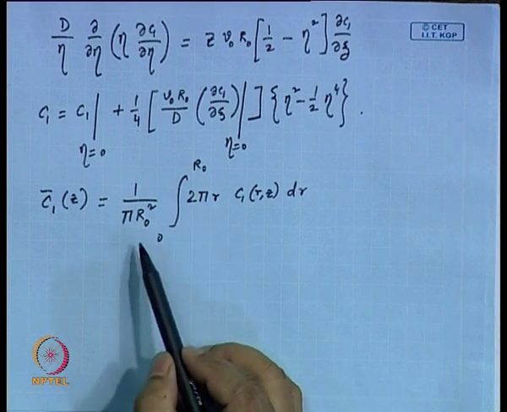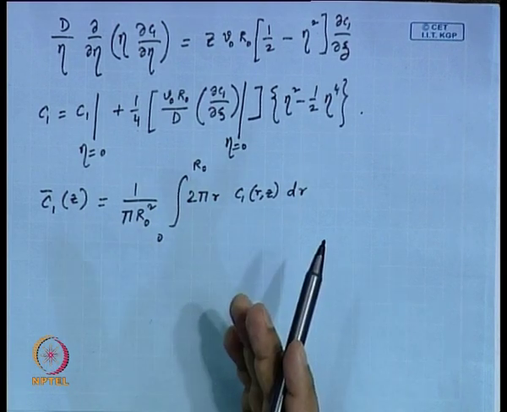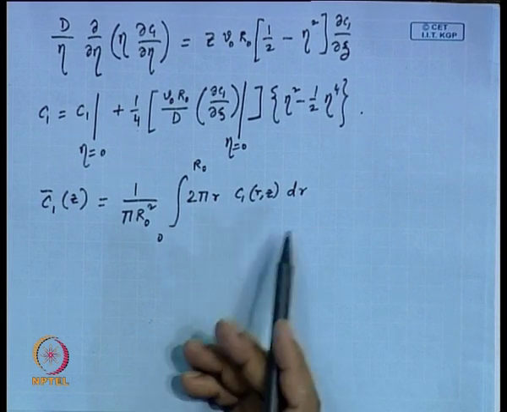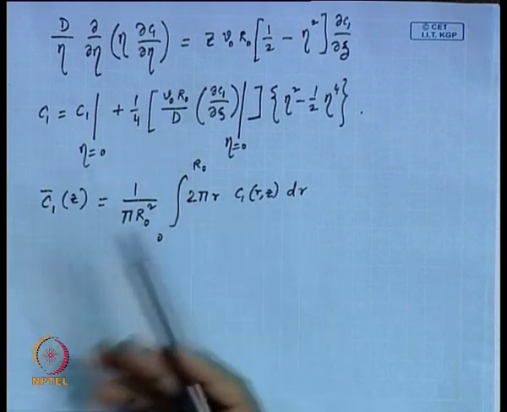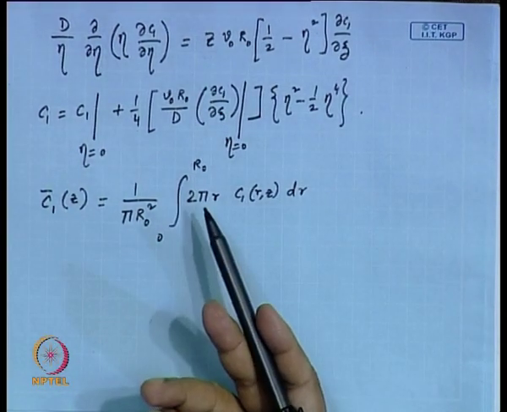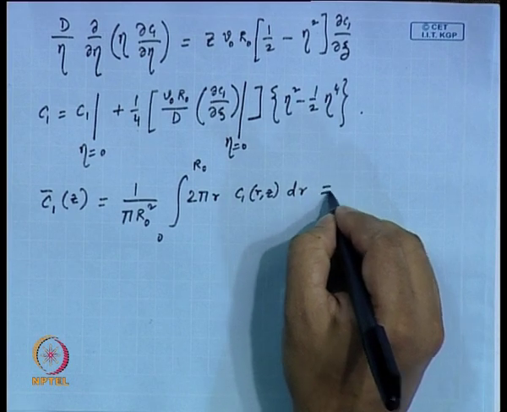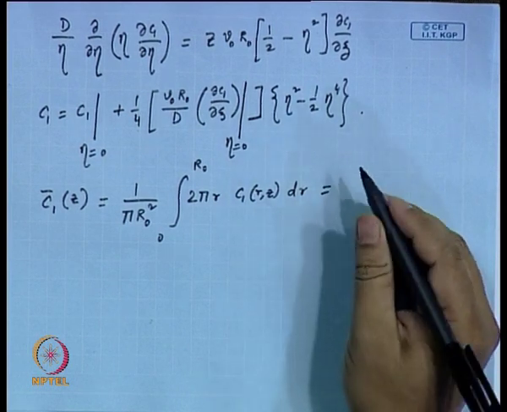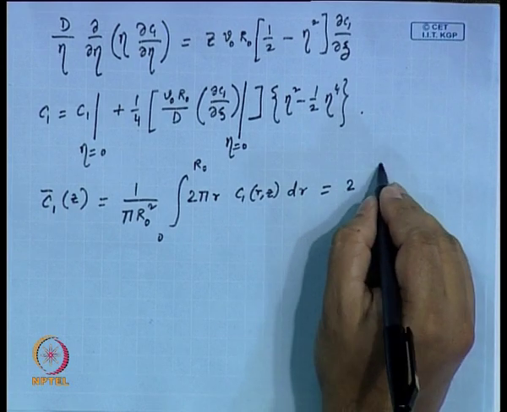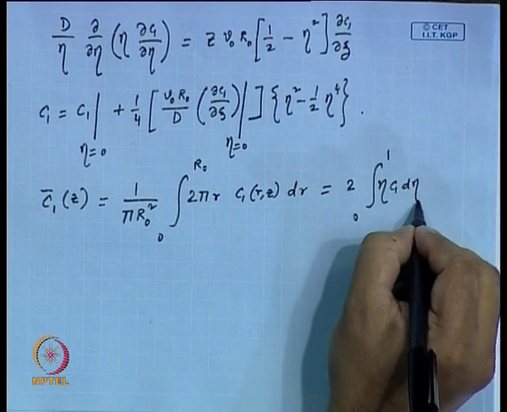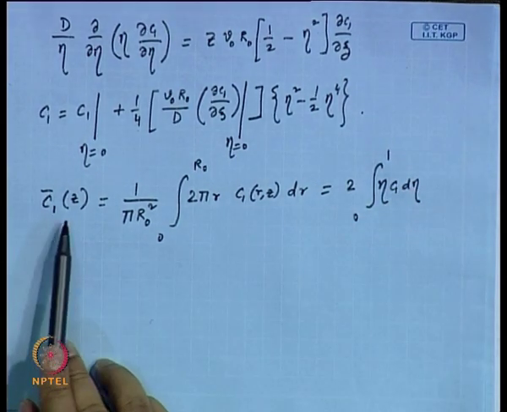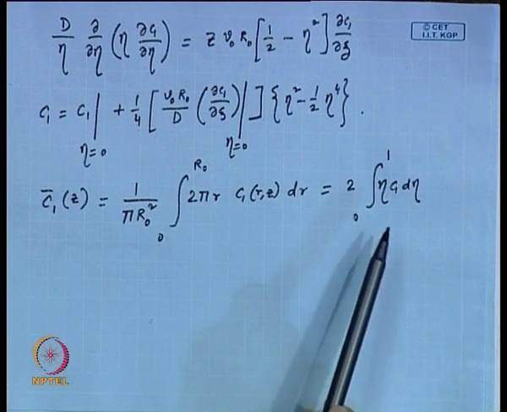So, this is a very common way of, I mean, you have already found out average velocity using this method. You remember when you work with this parabolic velocity profile, if you are asked to find out what is the average velocity, this is exactly what you do, 2 pi r dr into u and integrate it. So, this is exactly what you are doing here. So, you can see a lot of things are cancelling out, and you would be ending up with 2 integration 0 to 1 eta C1 d eta. This is what is the C1 bar z.